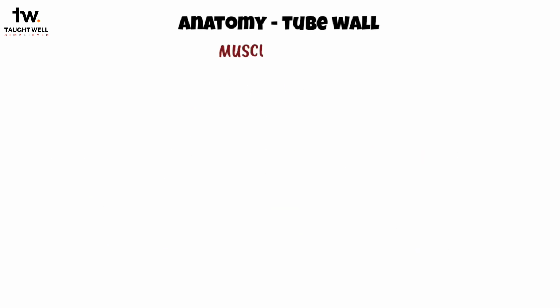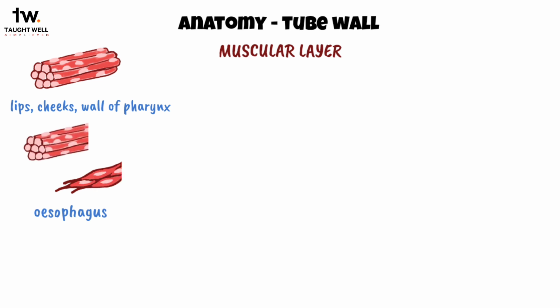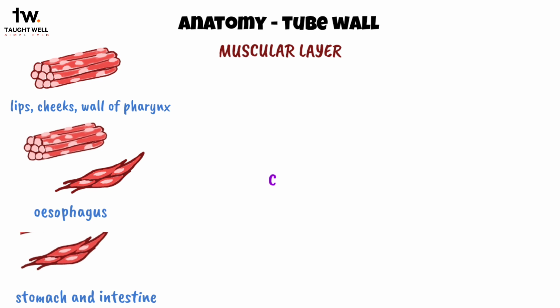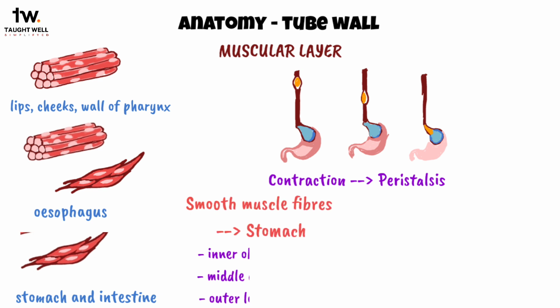Moving on to the muscular layer. In lips, cheeks, and wall of pharynx, it contains skeletal muscle fibers. The esophagus has both skeletal and smooth muscle fibers. Wall of the stomach and intestine is formed by smooth muscle fibers. The contraction of this layer is responsible for peristalsis. We should note that the smooth muscle fibers in stomach are arranged in 3 layers, namely the inner oblique layer, the middle circular layer, and outer longitudinal layer.